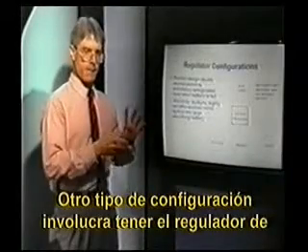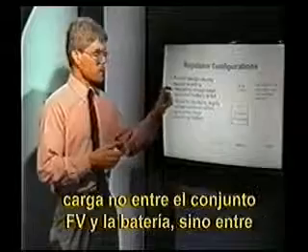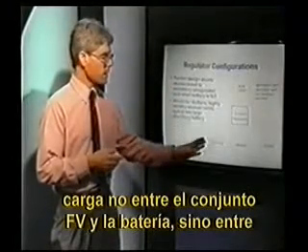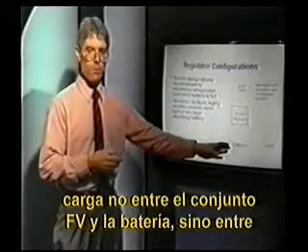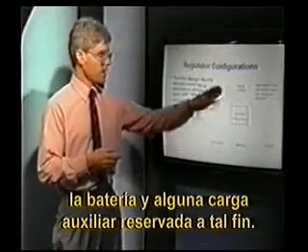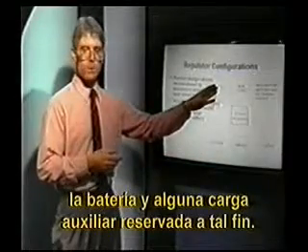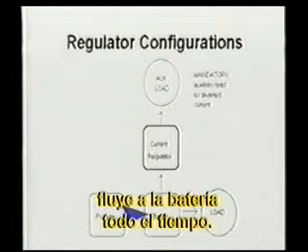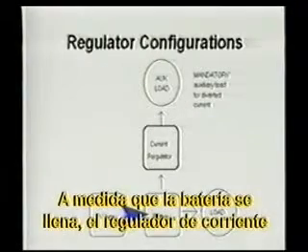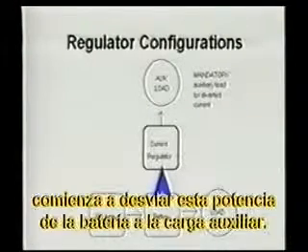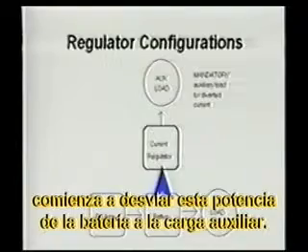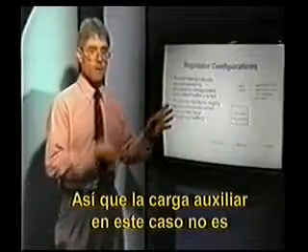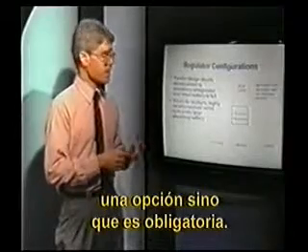Another type of regulator configuration involves having the charge regulator not between the photovoltaic array and the battery, but between the battery and some sort of dedicated auxiliary load. In other words, your photovoltaic array current flows into your battery all the time. As the battery becomes more and more full, the current regulator begins to shunt this power away from the battery to the auxiliary load. So in this case, the auxiliary load is not an option. It's mandatory in this case.